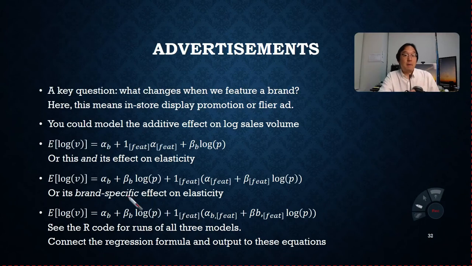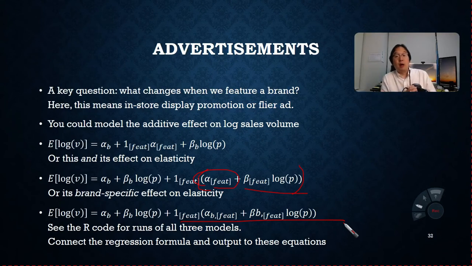So alpha_b, and then beta log of p plus one times features, and gather together like terms over here. You have the coefficient on features plus beta times log of p, or its brand-specific effect on elasticity, or the expected value of log of v equals the same alpha, same thing, all the way down to what? Three-way interaction terms, right?